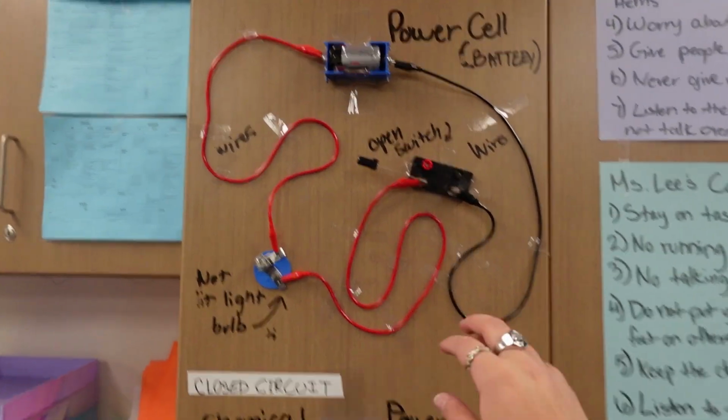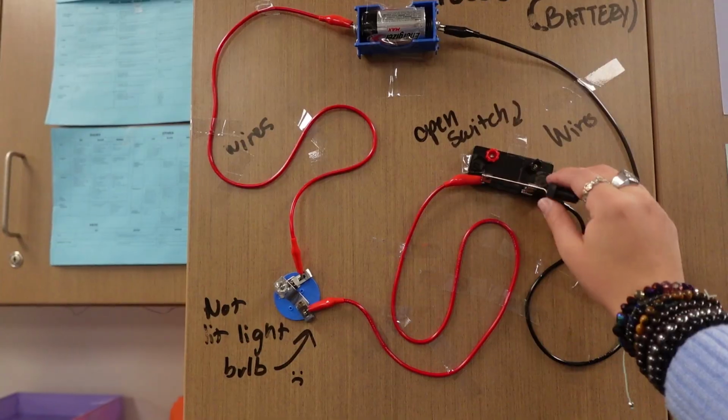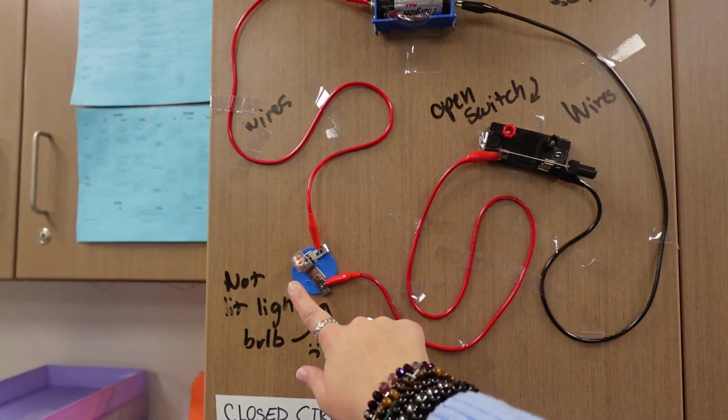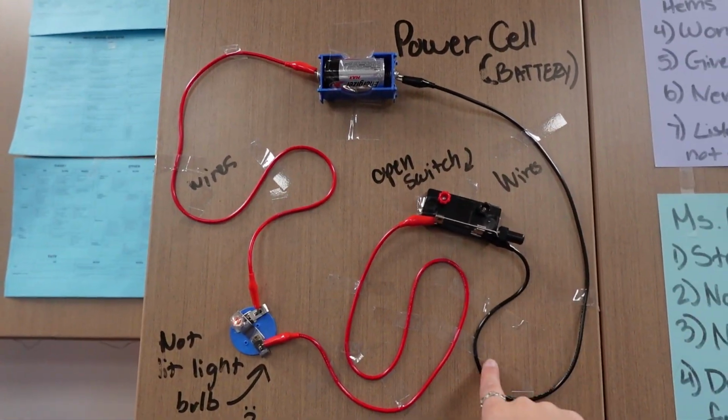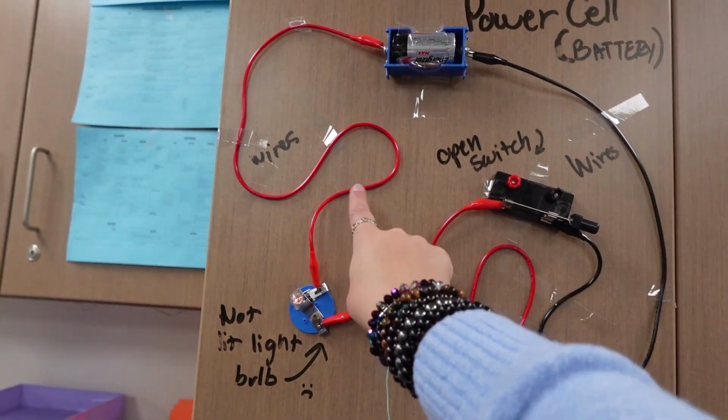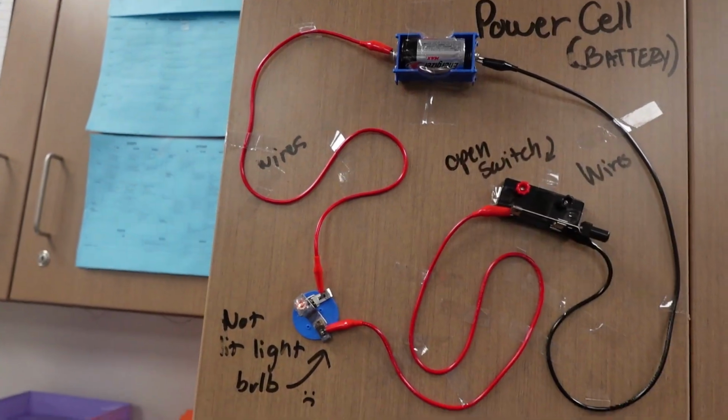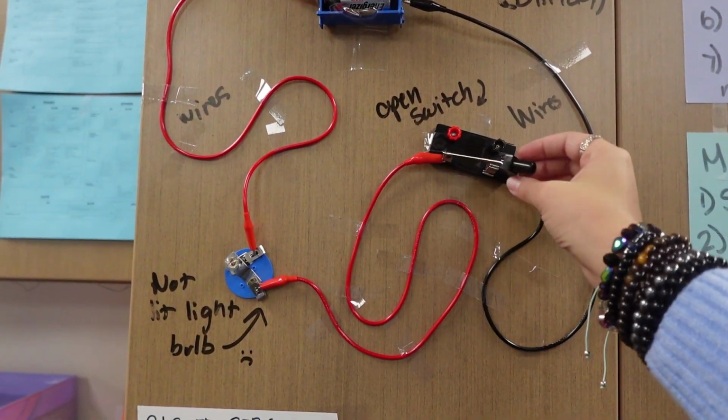However, if I then close my switch, my light starts to turn on. So then my energy flow is finally going through all the parts of the circuit and going back to the battery. Let's look at another example.